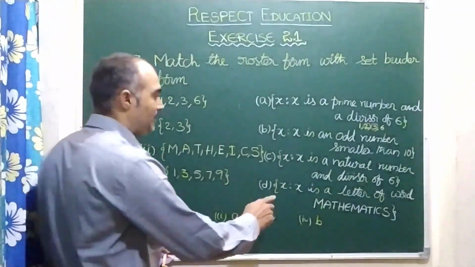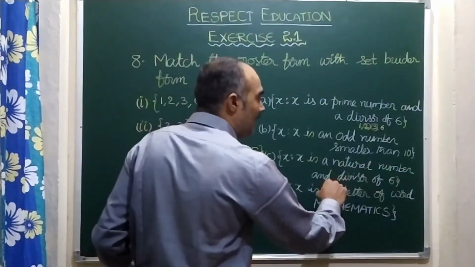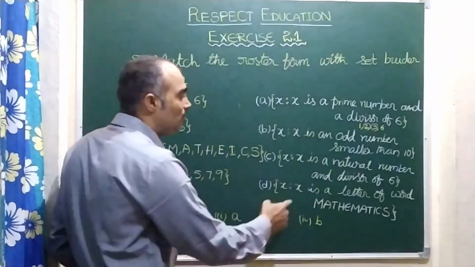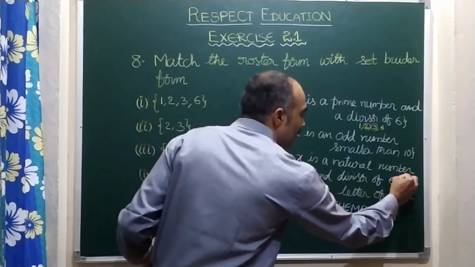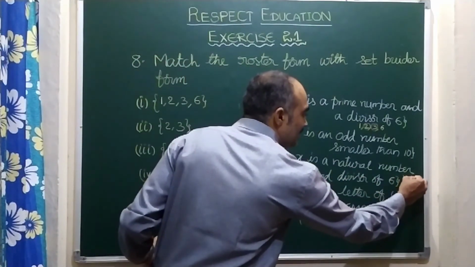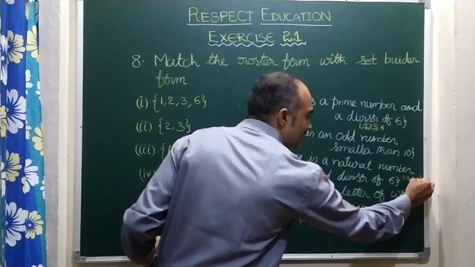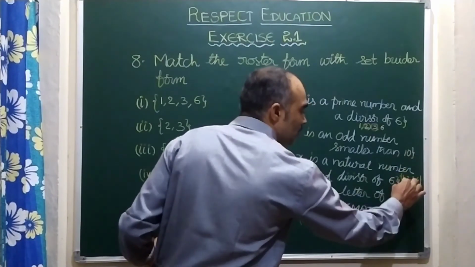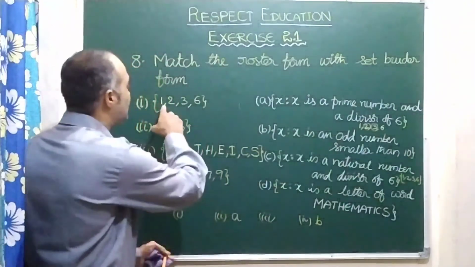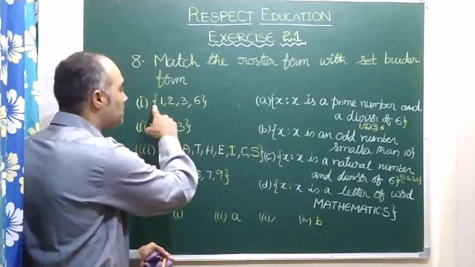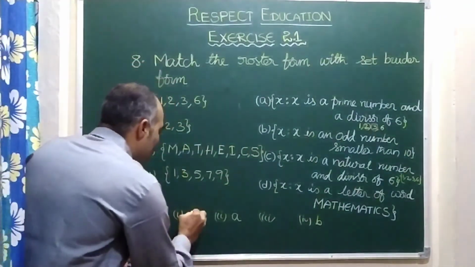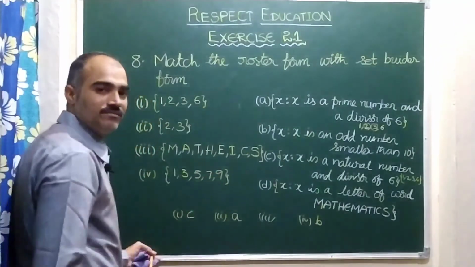Now let us see c. X is a natural number and a divisor of 6. As you know, the divisors of 6: 1 is a divisor, 2 is a divisor, 3 is a divisor, and 6 itself is a divisor. These are all natural numbers also. So 1, 2, 3, 6. Here you see the first option. So for the first one, c is the right one.